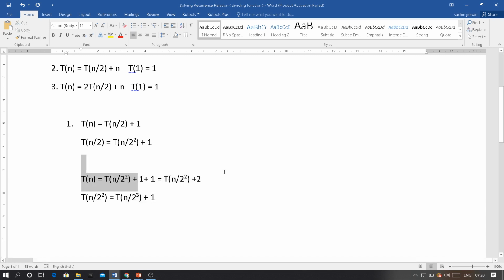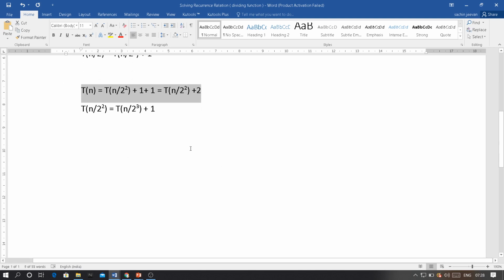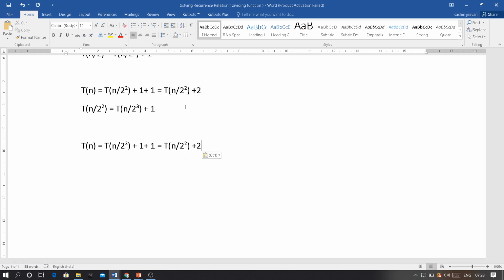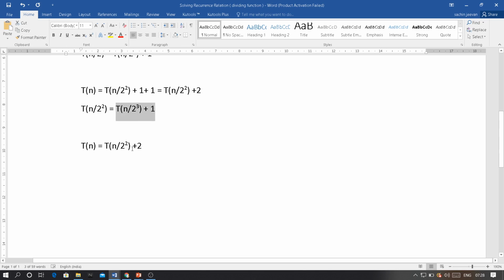So I'll just copy this equation down, and let me take this intermediate result. Now instead of T of n divided by 2 square, we have this value. So this value has to be substituted instead of this. So what will happen now? This together will become 3. So this keeps on going up. We will be carrying out the same substitution method for k times. When this is carried out for k times, what will happen?